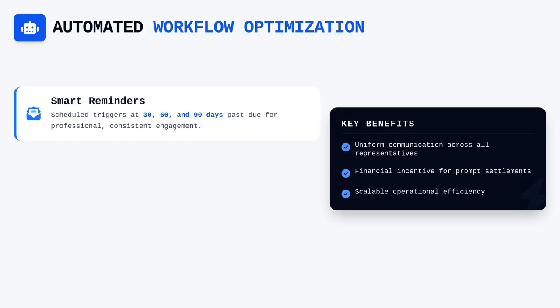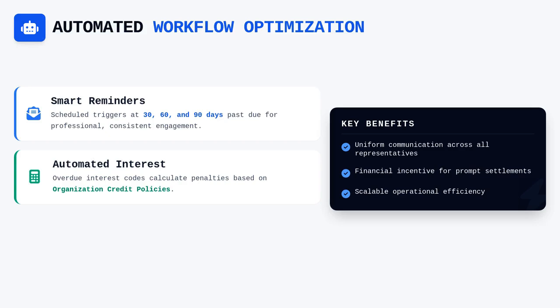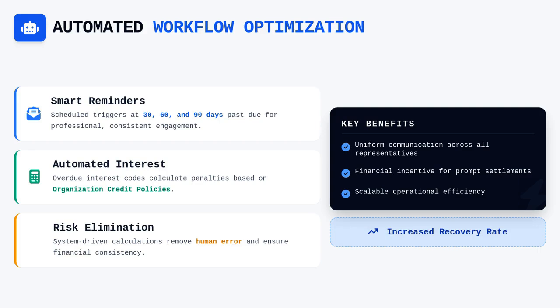of their specific representative. Additionally, you can configure overdue interest codes to automatically calculate penalties on late payments based on the organization's credit policies. These codes are applied to the customer's account balance, serving as a financial incentive for the customer to settle their obligations promptly. By offloading these calculations to the system, you eliminate the risk of human error or inconsistency in interest application.